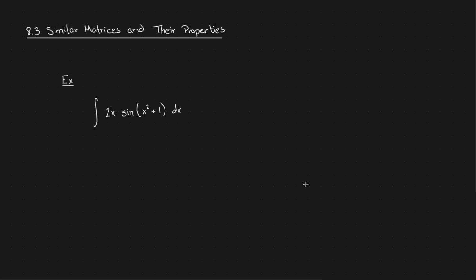All right. So how do we integrate this? This is an indefinite integral. The integrand is 2x sine of x squared plus 1. So this is a pretty straightforward substitution problem. So I'm going to select u equal to x squared plus 1. The derivative of u with respect to x is 2x. And so du is equal to 2x dx. I could swap out 2x and dx together for du.